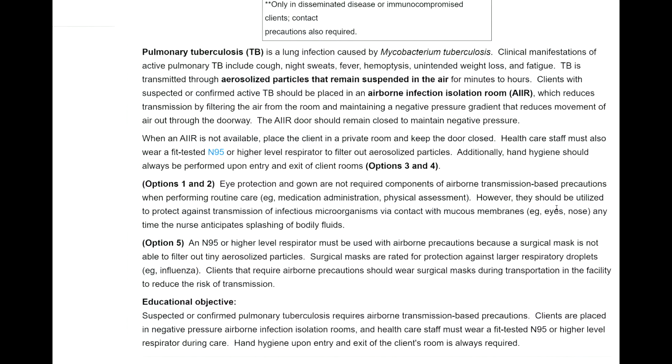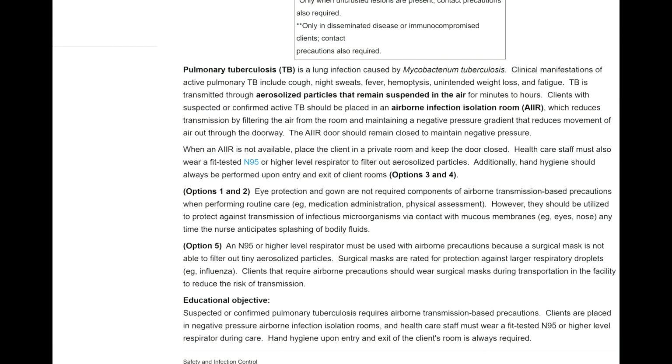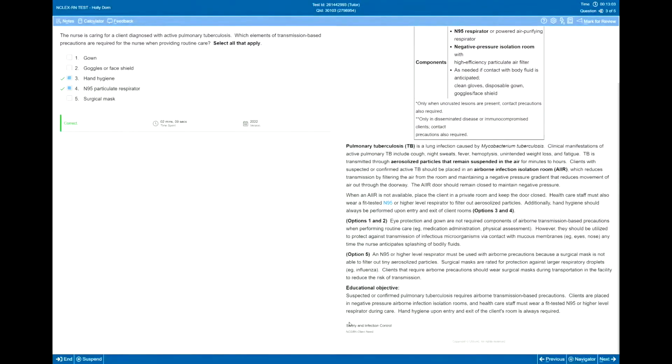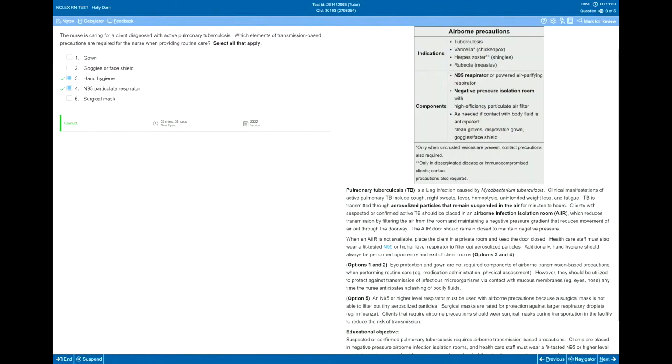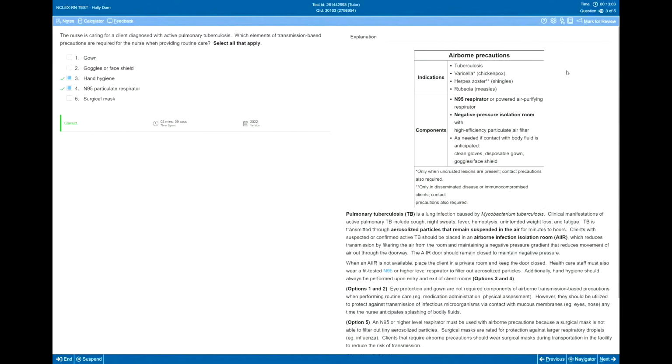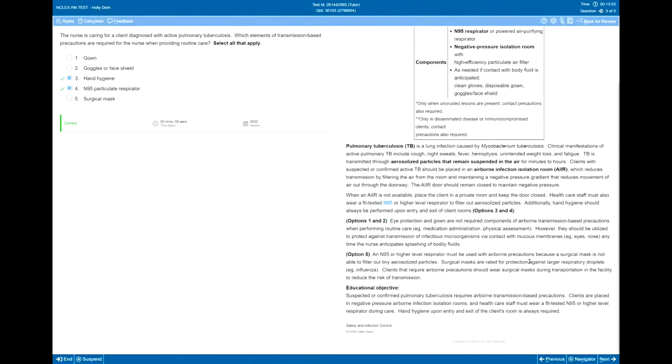So looking at that, we'll look at our educational objective down here. Remember that airborne precautions require an N95 or greater mask in a negative pressure room, and you must always wash your hands before and after patient care. Again, if we look down here at our client need area, we can see that we are in safety and infection control. And we have a couple different tables for different precautions, so these would be great to put together to compare and contrast all the different required elements.